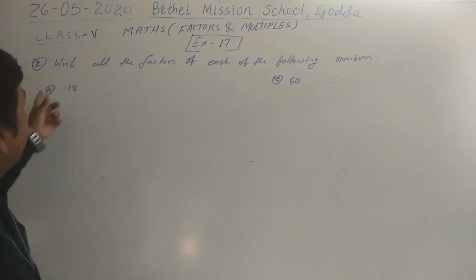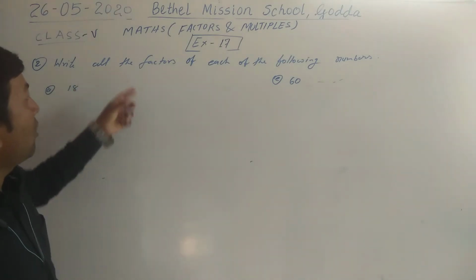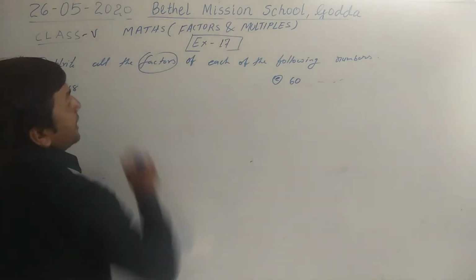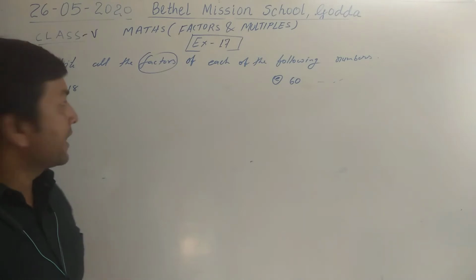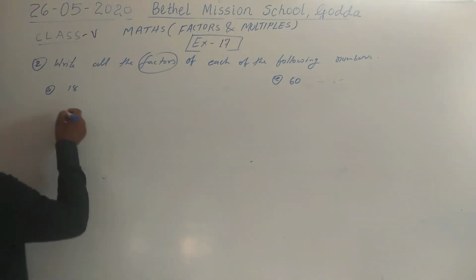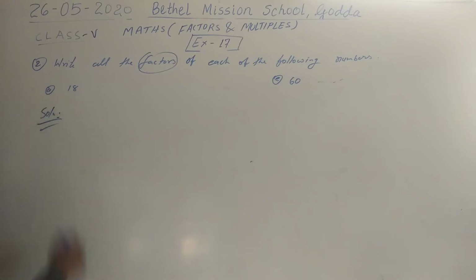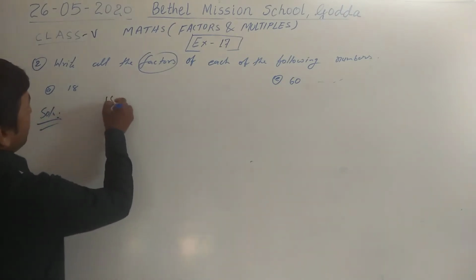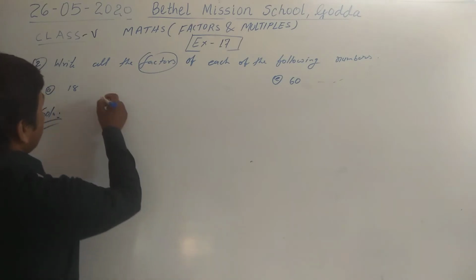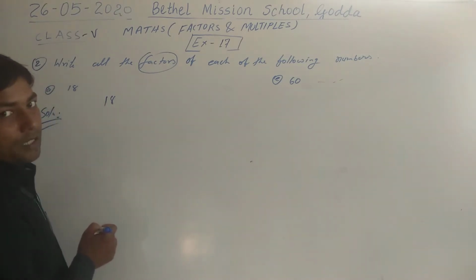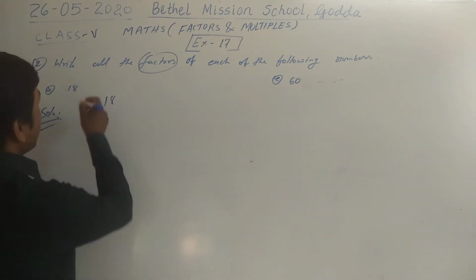Now we solve the second question. The question says: write all the factors of each of the following numbers. So the first number is 18. Now let's start. Solution: 18. You know by which table it can be divided?